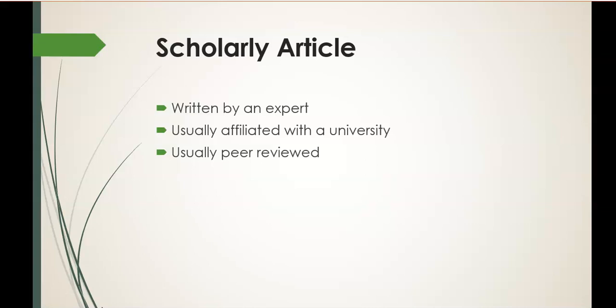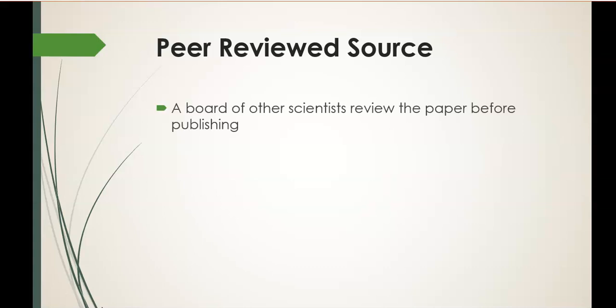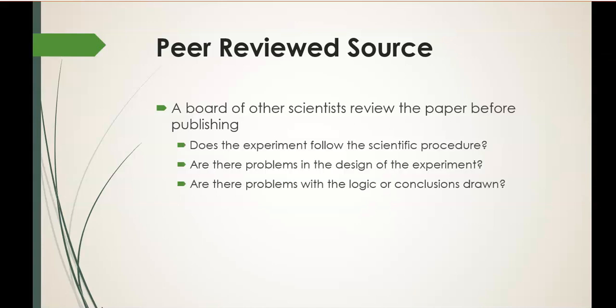Scholarly articles are usually peer-reviewed. A peer-reviewed article means the article is submitted to an academic journal where a board of peers, or other experts in the field, review the article. This peer-reviewed board evaluates the article, asking questions such as, does the experiment follow the scientific procedure? Are there problems in the design of this experiment? Are there problems with the logic or conclusions drawn? If they find problems with the study, they will not publish it. For this reason, we frequently talk about peer-reviewed literature being the most reliable source of information.